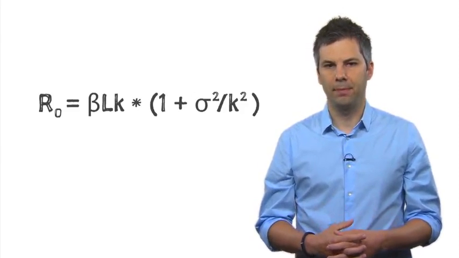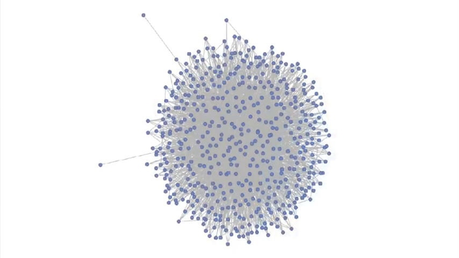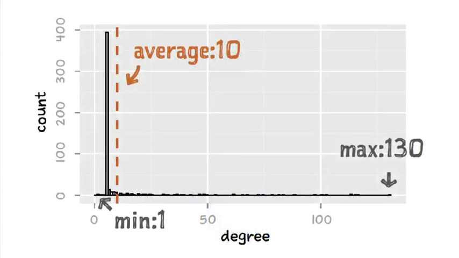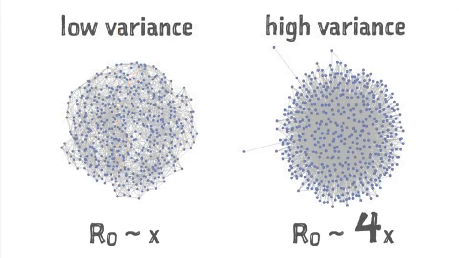Let me show you an example. This network here is almost identical to the one I showed before. It has the same number of nodes, the same number of edges, and the same average degree. However, we can see that the degree distribution looks rather different. This network's degree distribution clearly has a higher variance than the other network. It turns out that if we calculate the R0 for both of these networks, the R0 of this high variance network is about 4 times higher than the R0 of this low variance network.